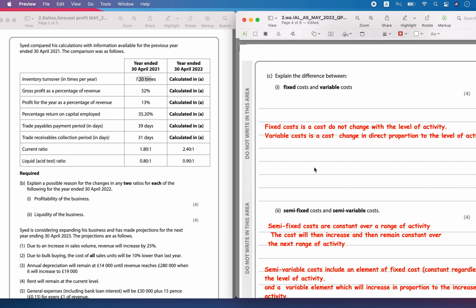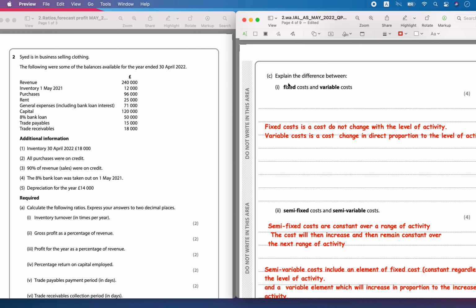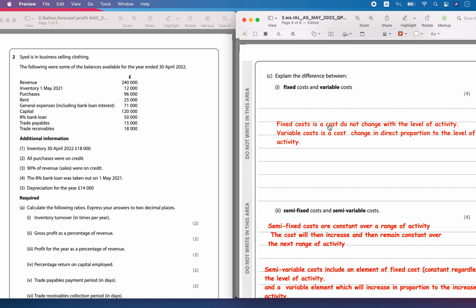So today we are going to solve May 2022 paper question number 2 part C. Explain the difference between fixed cost and the variable cost. So fixed cost we know, like the rent, the electricity bill, they are all examples of the fixed cost. It's a cost that does not change with the level of activity. Okay, the example you can give, example the rent.